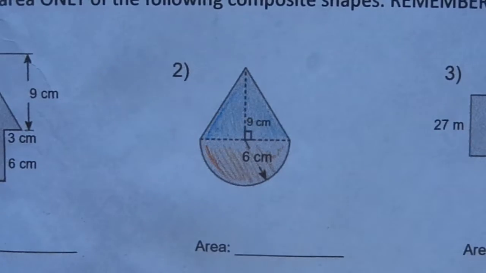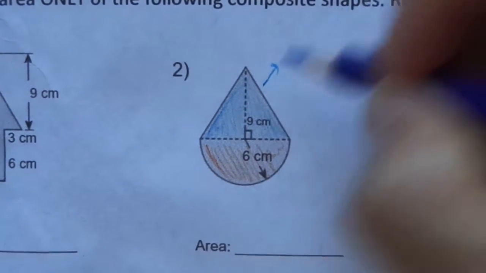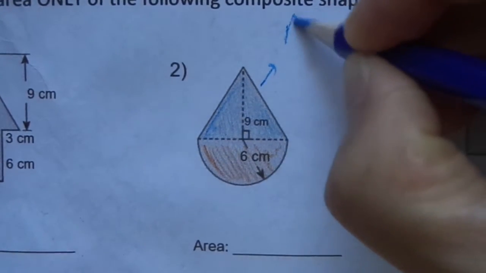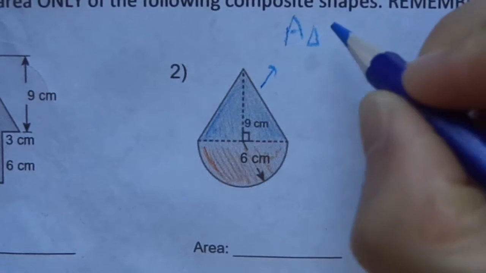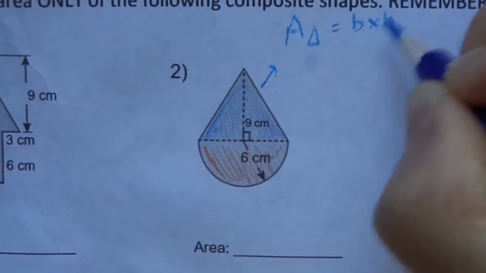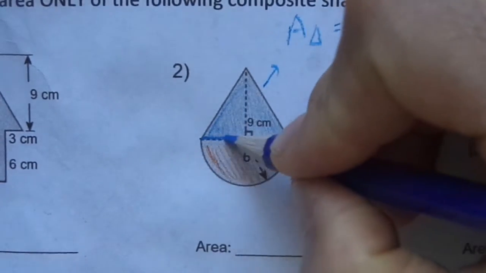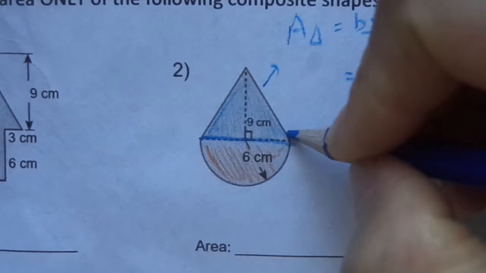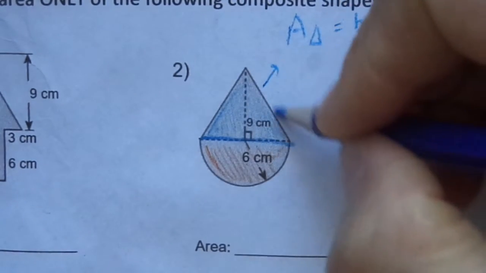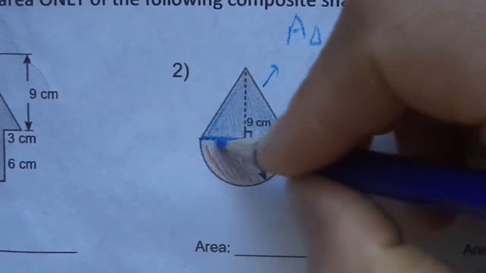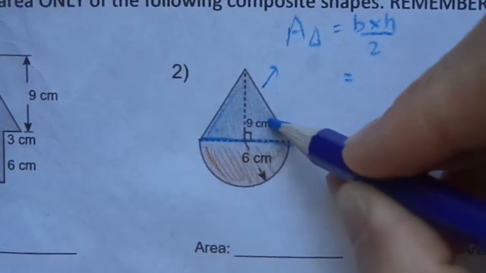Okay? So if we take a look at just the triangle for a second, to find the area of a triangle, and you can refer back to the formulas given to you in the lessons, the area of a triangle is equal to the base times height divided by 2, with the base being 6. As you can see here, 6 is the base of the triangle, but if you look closely, it's also the diameter of the semicircle. But we're just focused on the triangle.